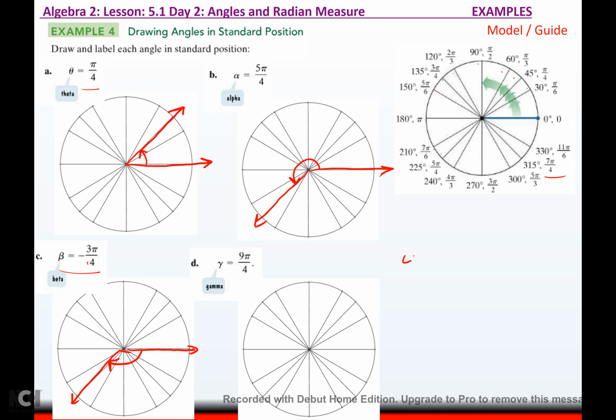So if I figure out how many 4s are in 9 pi's, 4 goes into 9 2 whole times. Take away 8 leaves 1 pi. So my answer would be 2 whole pi's plus another pi over 4. That's what this equals. 2 pi plus another pi over 4.